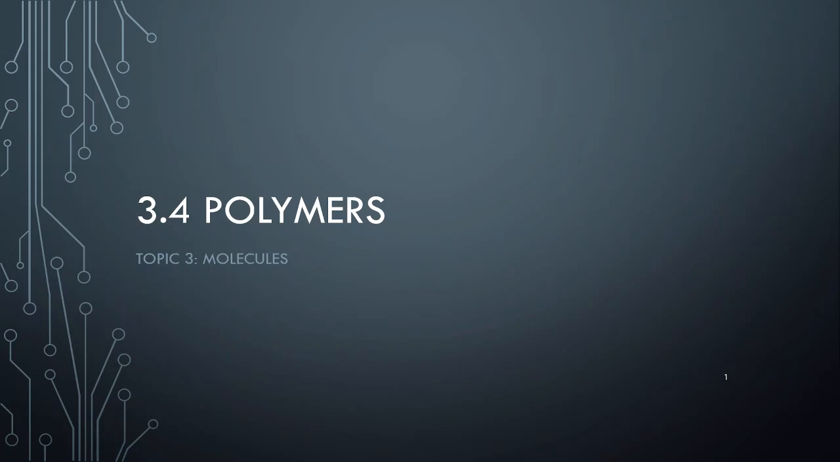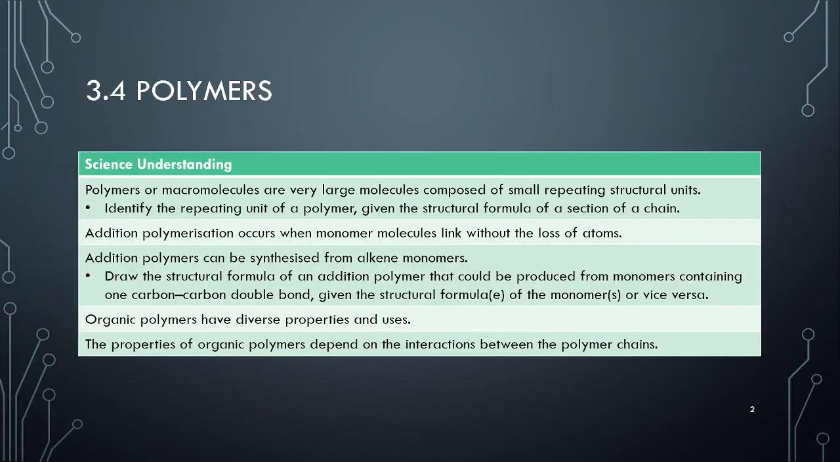Okay, welcome to the second video of 3.4 Polymers. In this video, we'll be looking at addition polymer or addition polymerization. So the second and third box in this science understanding table. Addition polymerization occurs when monomer molecules link without the loss of atoms. So that's the definition anyway. And the third box there, addition polymers can be synthesized from alkene monomers.